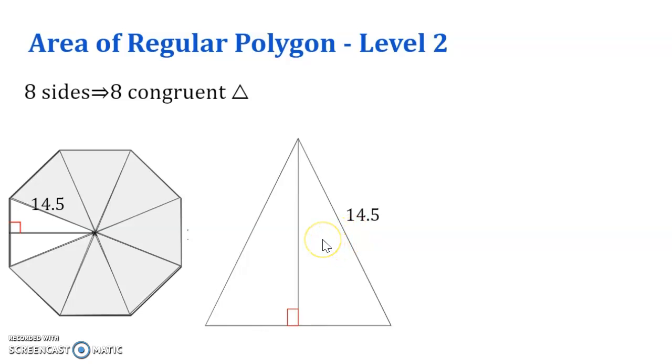Now, what else do we know? We know that if that is 14.5, the other radii is also 14.5. Okay, and do we know the central angle? Well, we know the whole revolution. Okay, when you make a full circle, it's going to be 360 degrees. So 360, and that central angle is this angle right at the top.